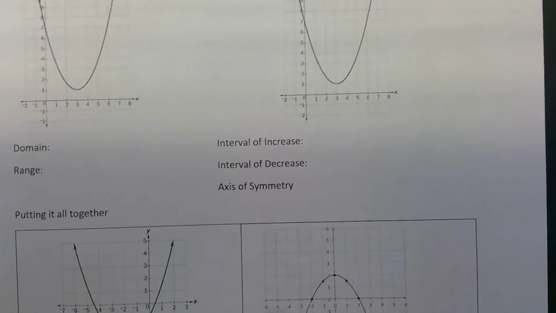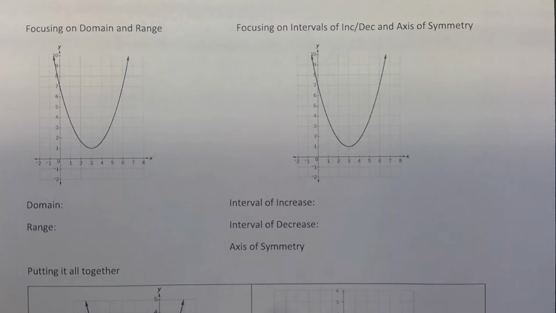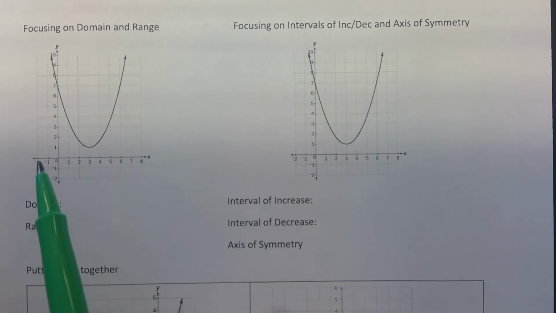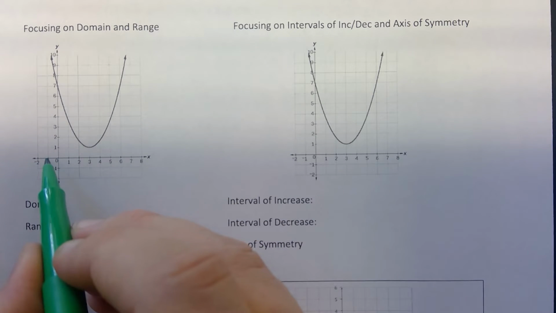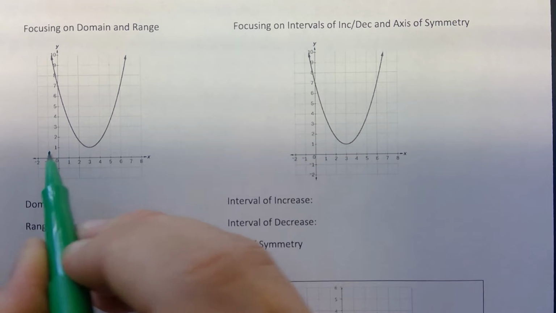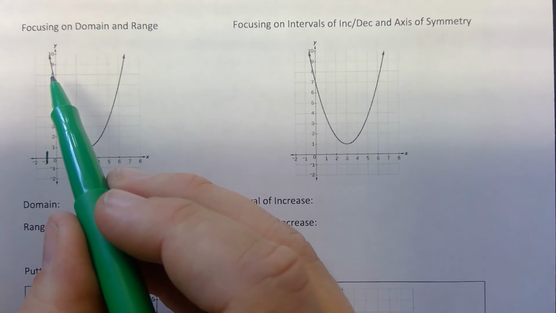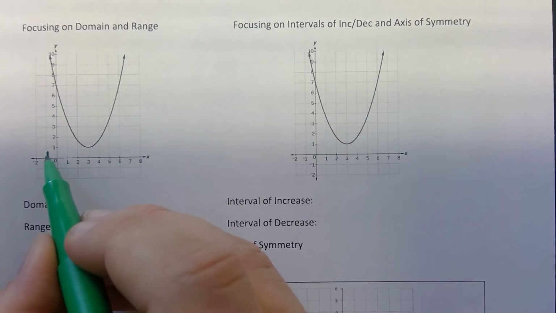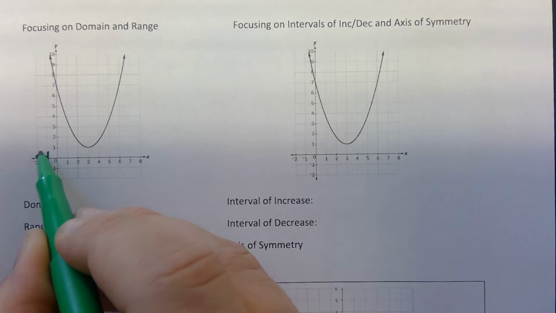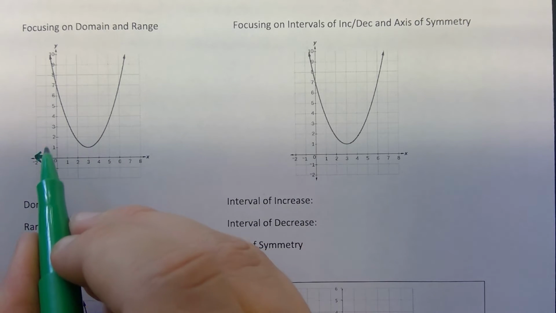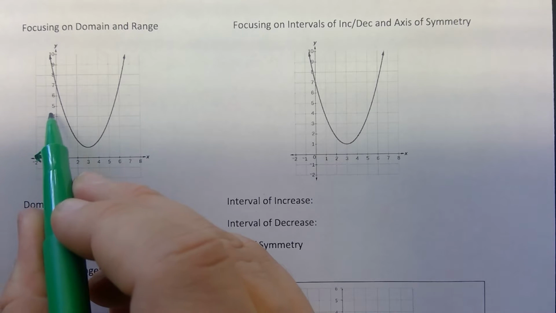All right, so let's focus on our domain and range first. Our domain is x values, so with our x values, we want to think left and right. I always go from left to right. So let's draw a little mark where our graph stops. Now it has an arrow on the end going towards the left, so I need to draw an arrow here, going towards the left like my graph says.